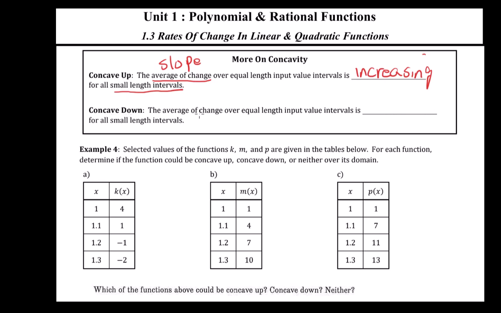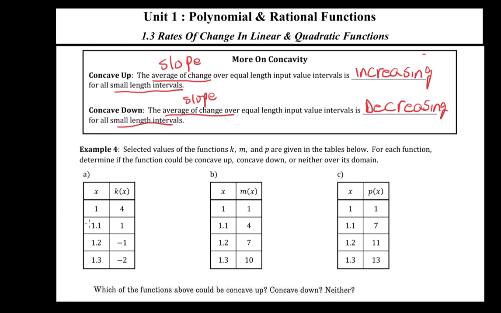When it's concave down, the average rate of change, which is the slope also, of an equal length input value interval is decreasing for all small lengths. We also should note that whenever we talk about concavity, we're talking about the second difference, not the first difference. The second difference deals with concavity.